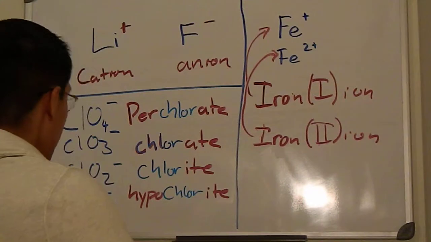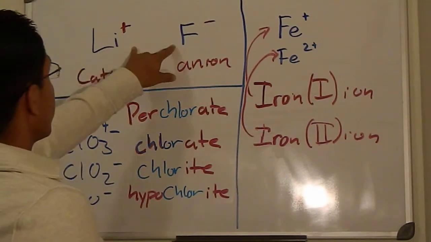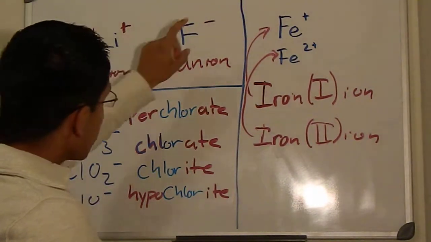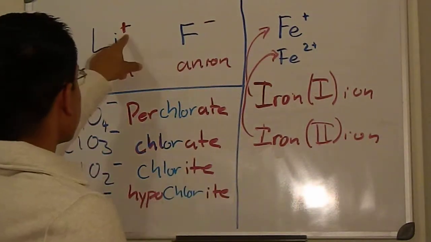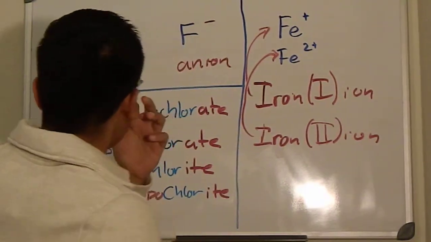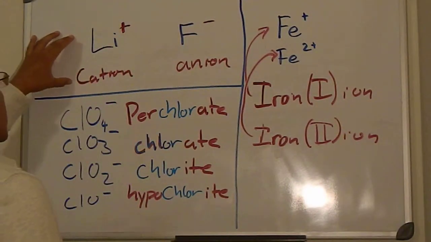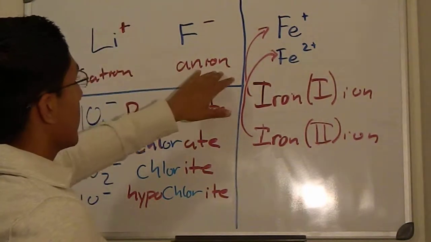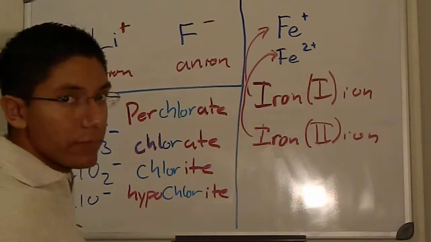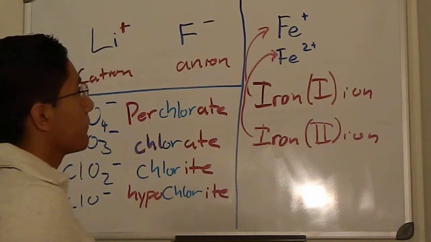So basically, you have your regular ions. You have a plus charge and you have a negative charge. You lost an electron, you gained an electron, right? Plus charge is cation, negative charge, anion. Simple enough, you just have to memorize it.